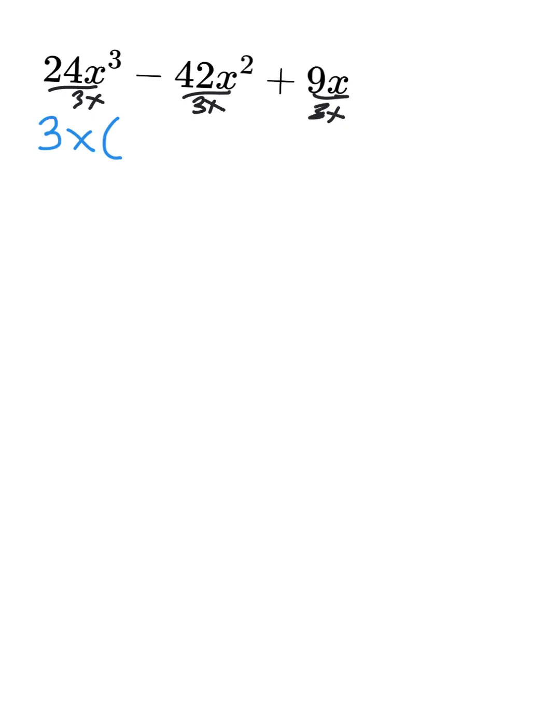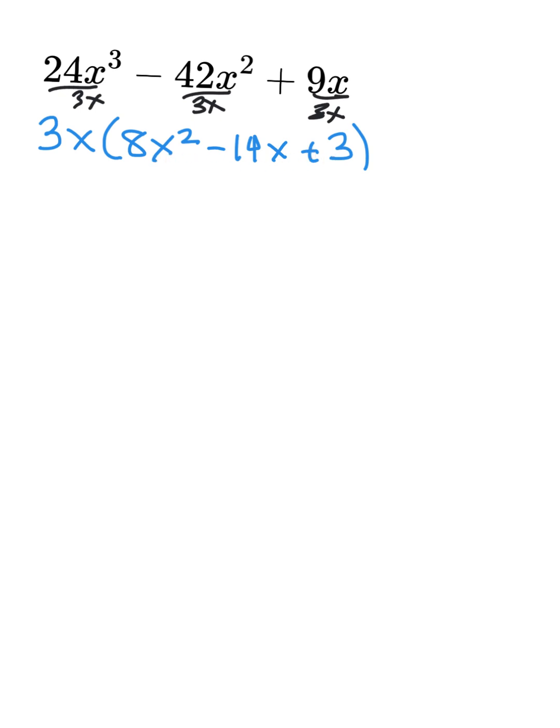Okay, when I do that, it's going to give me, at the beginning, 8x squared. Then I will have negative, don't forget the negative, 42 divided by 3 is going to be negative 14. And then x squared divided by x is x. Okay, and then last we have 9x divided by 3x, which will be positive 3.